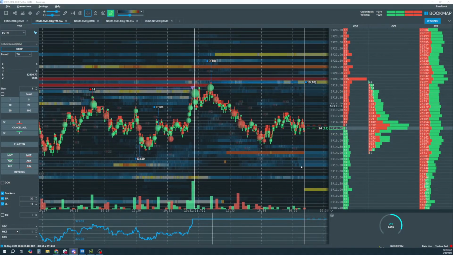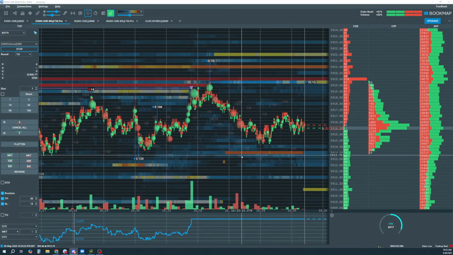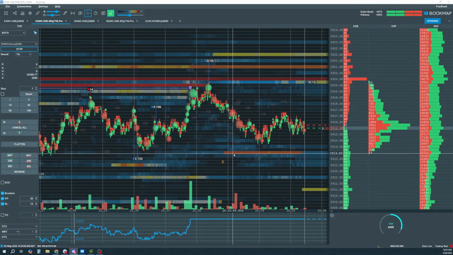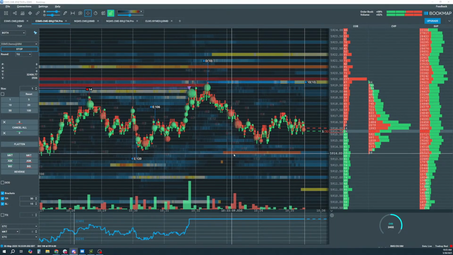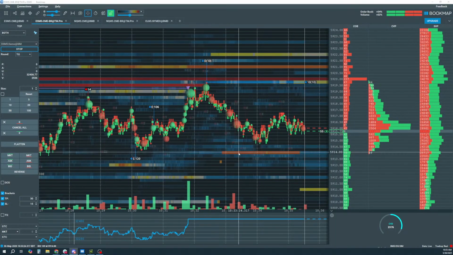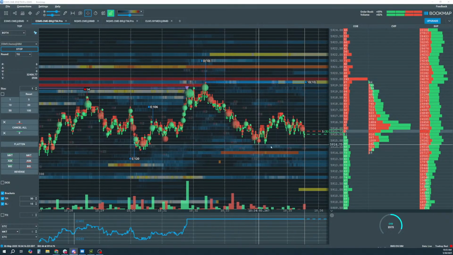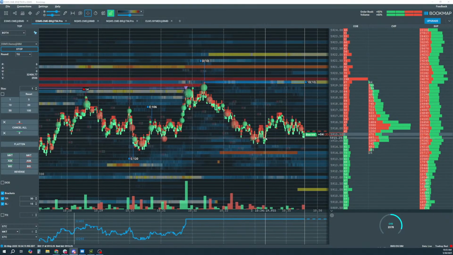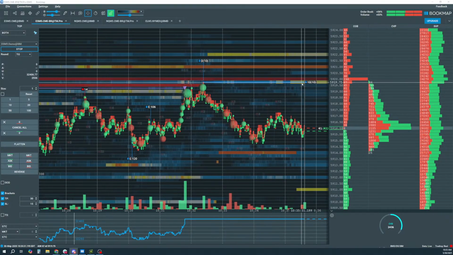The liquidity heat map is showing you limit sell orders, and that's all it's showing you. These are passive orders. They cannot move the market. They can stop the market from moving. All right, now what are icebergs?